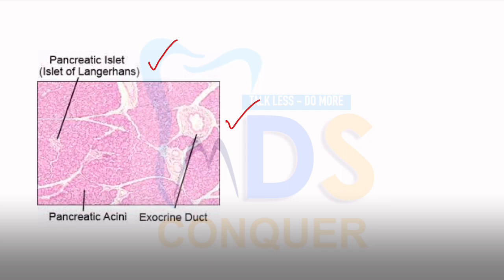Regularly these islets are secretory cells which are surrounded by reticular fibers, and of course you are well familiar with these fibers. These reticular fibers are made up of type 3 collagen.